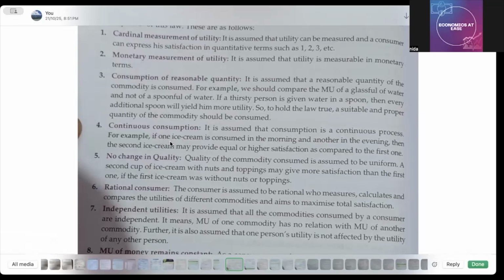For example, if one ice cream is consumed in the morning and another in the evening, then this law will not be applicable. If there is a long gap, your hunger or desire may return and the law may not apply. Then no change in quality. That is, all the units consumed must be of the same quality. No change will be there.